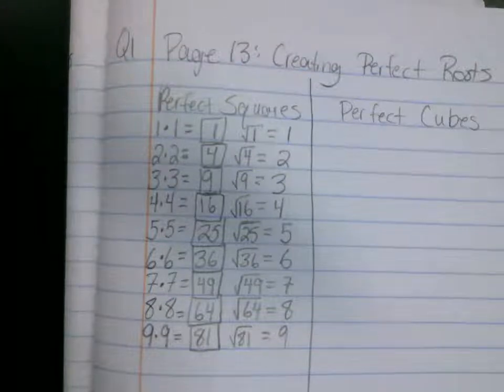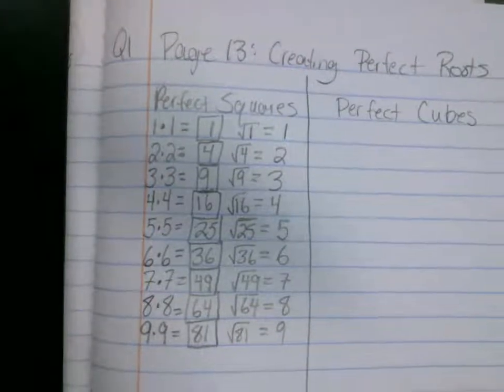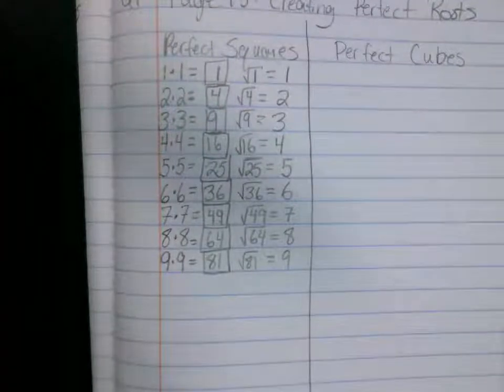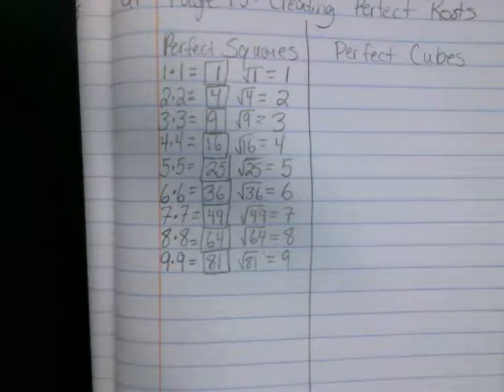All right, let's continue with making or creating the perfect squares, and then we're going to create perfect cubes, okay? So for our perfect squares, we're going to go all the way to 20. We need to know all the way up to 20. These are the ones that I need you to study. Your 1 times 1, 2 times 2, 3 times 3, 4 times 4, all the way to 20.